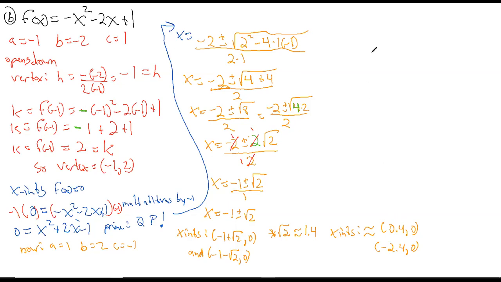We still have to find the y-intercept. That's the last thing we have to do. That's just f of 0, which is negative 0 squared minus 2 times 0 plus 1. Everything goes away but the constant at the end. F of 0 is 1. So the y-intercept as a point is 0, comma 1.